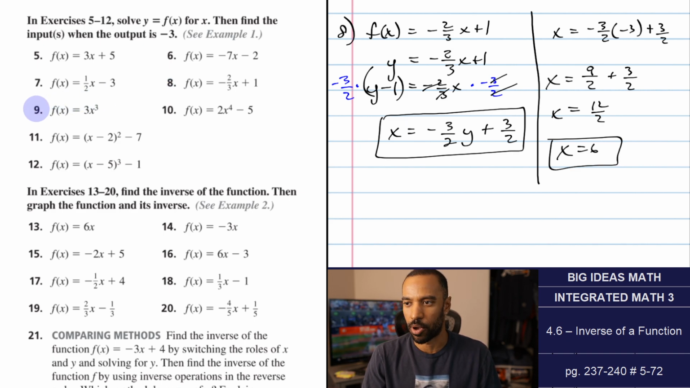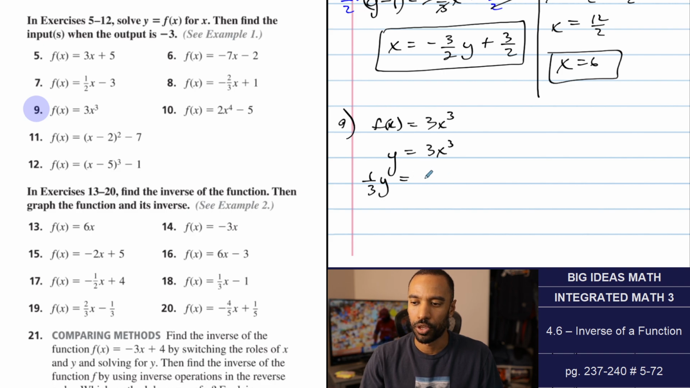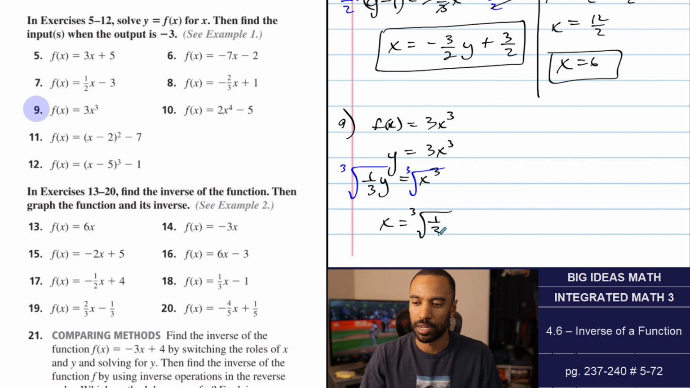This is an exponent, which means inverses are going to use something of a different ilk. F of x equals 3x cubed. So y equals 3x cubed. Solve for x. We'll first divide by 3. I'll put 1/3 y. 1/3 y equals x cubed and take the cube root of both sides. Not something we haven't been seeing as of somewhat late, at least within the chapter. X equals cube root of 1/3 y.